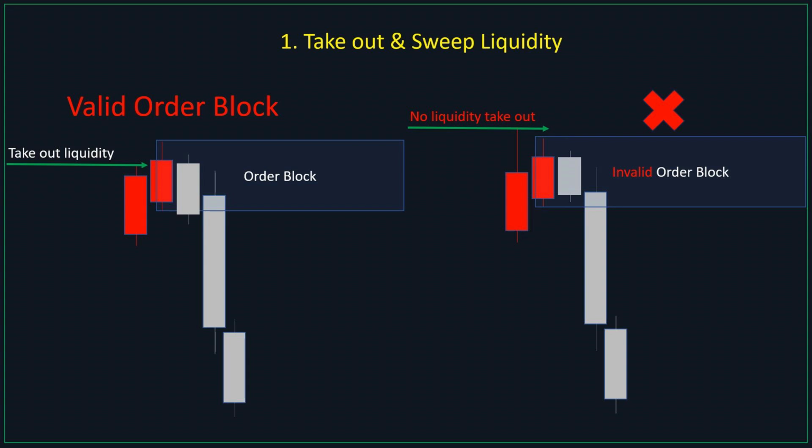As you can see right here, there is a long wick from the previous candle. There's a long wick which the order block candle did not reach. The order block candle did not reach the high of the previous candlestick, and therefore this makes it an invalid order block. It is an invalid order block because the order block candlestick did not take out the liquidity from the previous candlestick. Okay, and therefore this is an invalid order block.